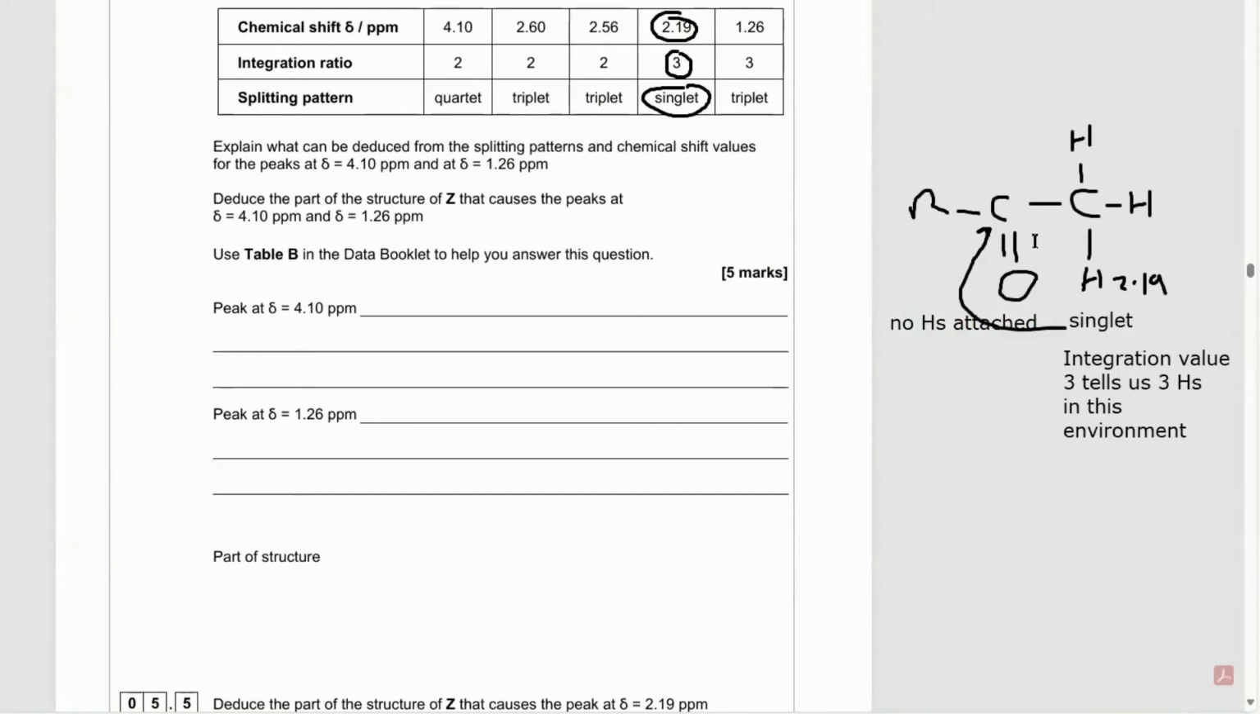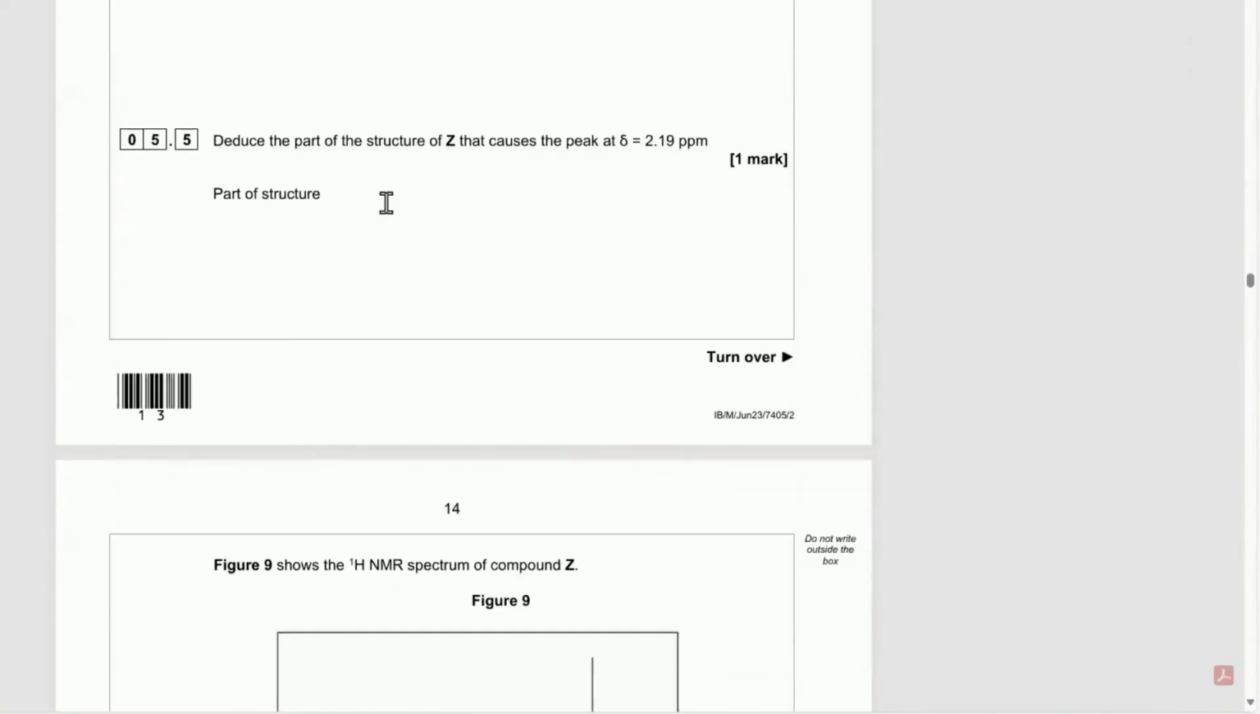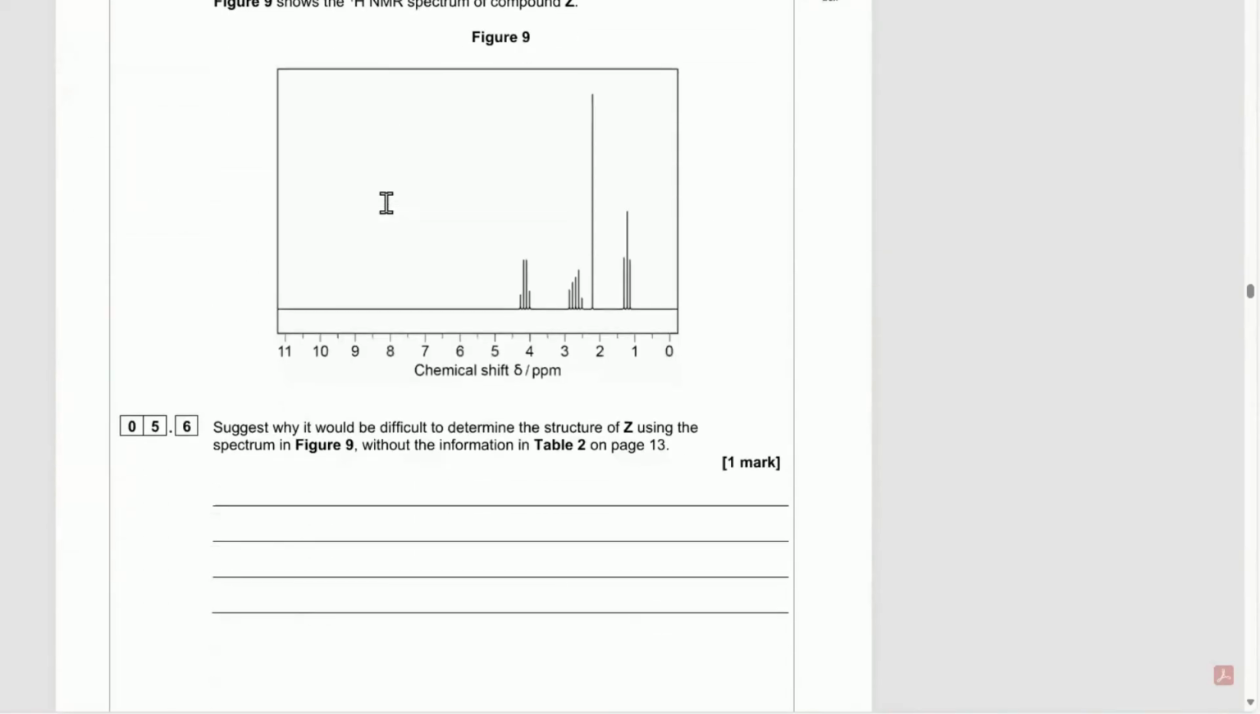So that makes sense, right? There's no hydrogens attached on this carbonyl group. So it does perfectly all fit together. And that is the part of the structure for 5.5. So that is your answer for 5.5. Boom. All right, we're going to move on, and I'm sure they're going to ask us to piece the whole thing together, which is always a bit difficult to do on the old computer screen, but we shall give it a good go.